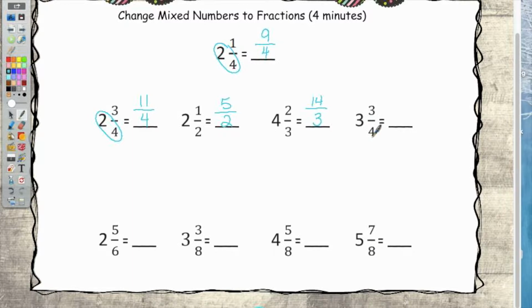Okay, I don't want to know the answer. I want to know how you got the answer. 3 times 4 equals 12. 12 plus 3 is 15. 15 fourths. Okay, let's do the next one.